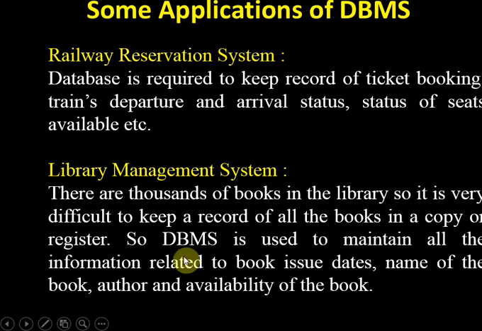So this is the information he keeps in the register, but now on the computer it is easy to keep the record, because now each and every person uses the computer, and it is possible because of the database management system. The DBMS is used to maintain all the information related to books: issue date, name of the book, author and availability of the book. So easily you can find any person's information, when that person took the book, when the return date was given, and whether he has returned the book or not. If the person's name is typed, that information comes in front of you because of the database management system software.